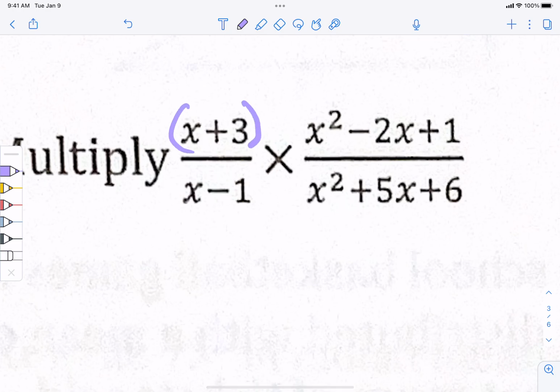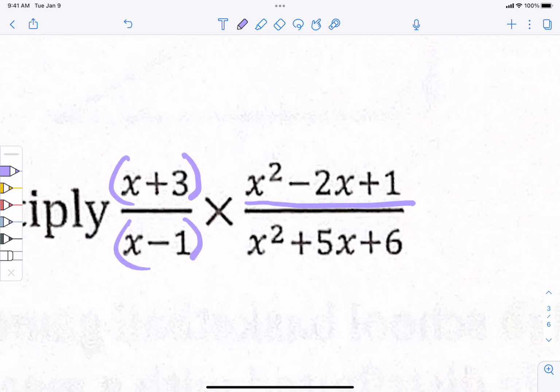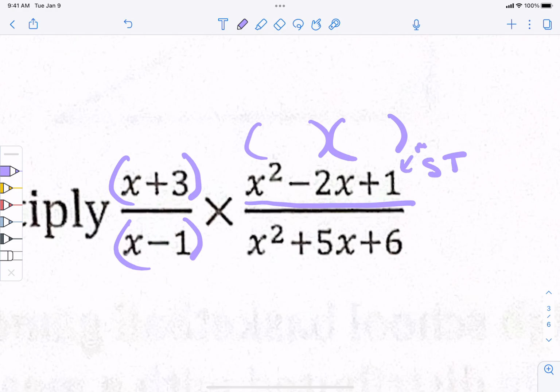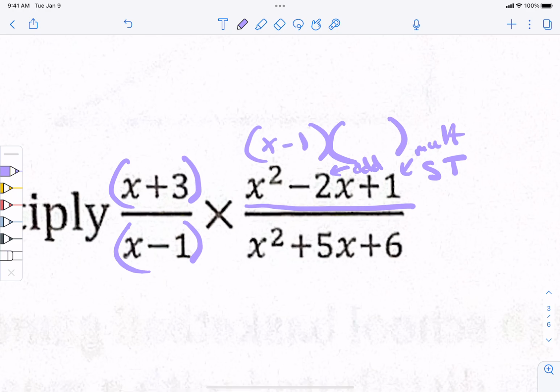X plus 3, I cannot simplify. X minus 1, can't simplify. What about this top one right here? X squared minus 2x plus 1. He is a simple trinomial, and then I break him down. So what can you multiply to get 1, but when I add them, give me negative 2? Negative 1, negative 1. So x minus 1, x minus 1.